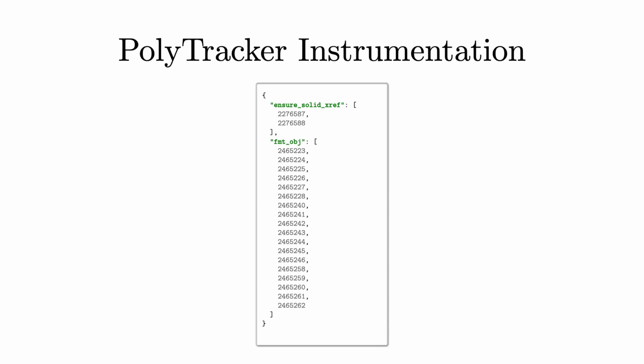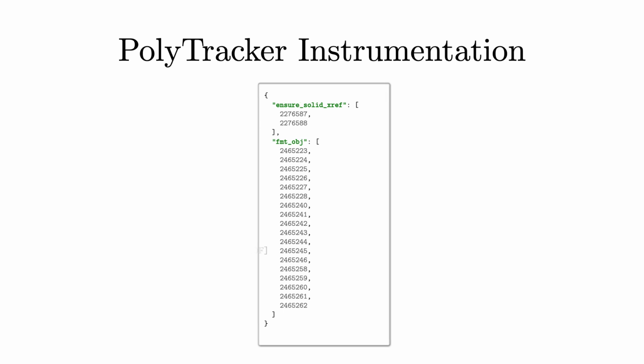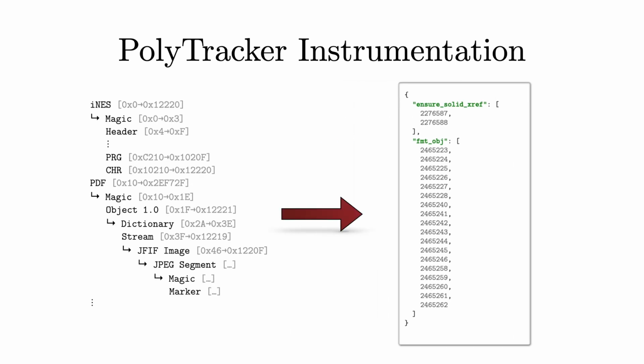PolyTracker instrumentation will allow us to see how the data flows through the programs and where those differentials occur. So we can see from an input file which byte offsets are operated on by which functions, telling us which functions are responsible for operating on which parts of the input file.